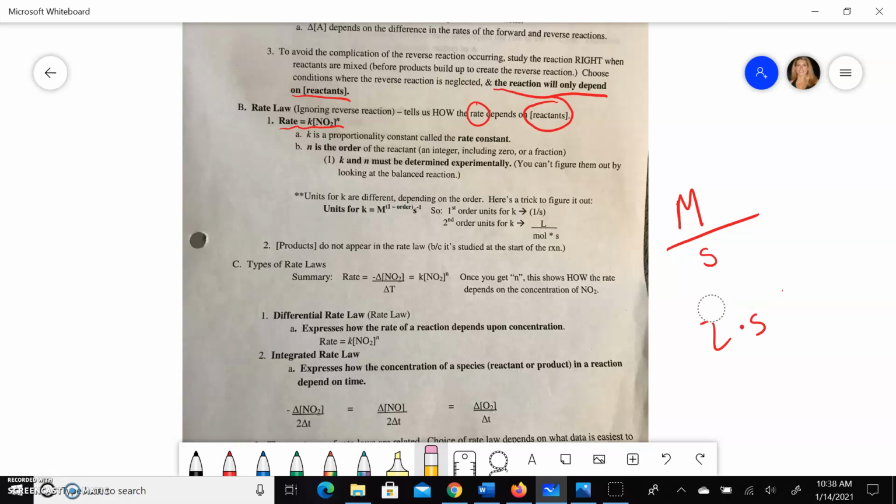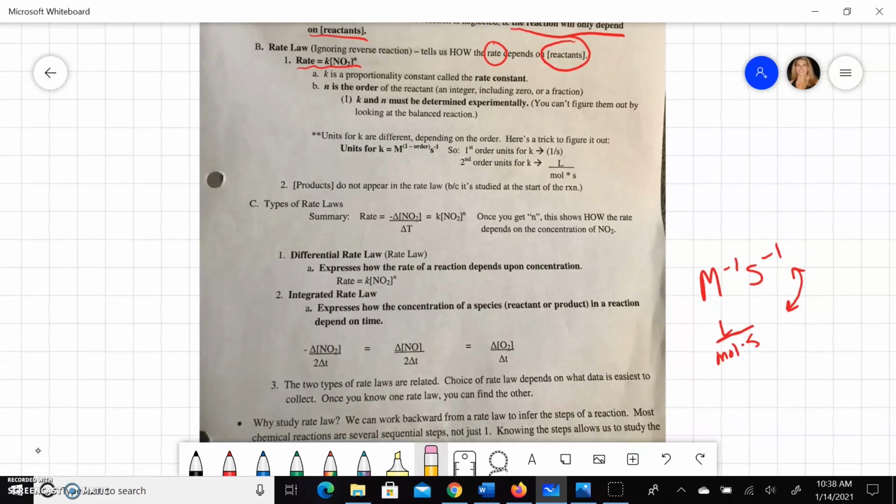Let's do, if it was first order, so again, it's 1 minus the order, so 1 minus 1 is 0. Anything to the 0 power is just 1, and so then it would just become 1 over time, basically. And then if it was second order, you would have molarity raised to the negative 1, which you could do a couple ways. You could write it to the negative 1 like this. Negative 1 means it's flipped, so instead of moles per liter, you could do liters over moles, and seconds is also on the bottom. So these two are the same thing. So just be real careful with those units.